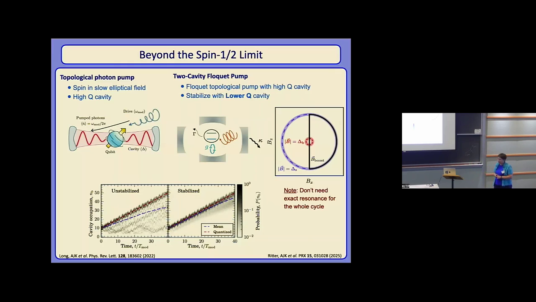This is also an example showing that you do not need to have this resonance condition over the entire pumping cycle. We did this very simple circular case because it made the experiment and the math easy, but you don't need to do it. We've done elliptical fields, and this is sort of extreme, where only during part of this pump cycle are you actually getting the cleaning effect.